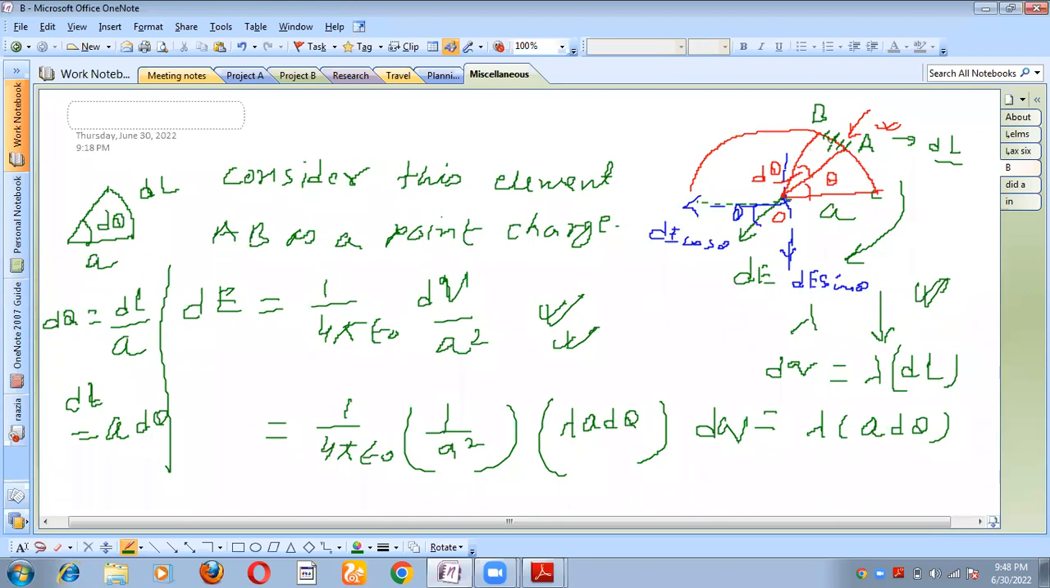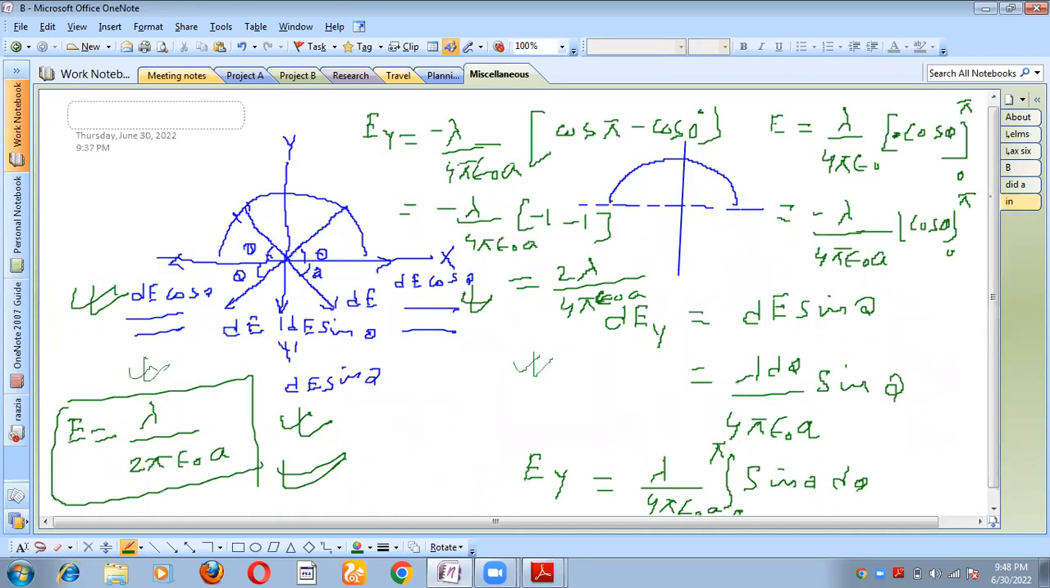Now, dE cos theta will be cancelled out when we consider two symmetric elements. Like if we take one element here and one element here, the dE cos theta components will be in opposite directions. So to find the net electric field, we have to consider the sine theta component only. So for that purpose, we have taken dE sine theta.